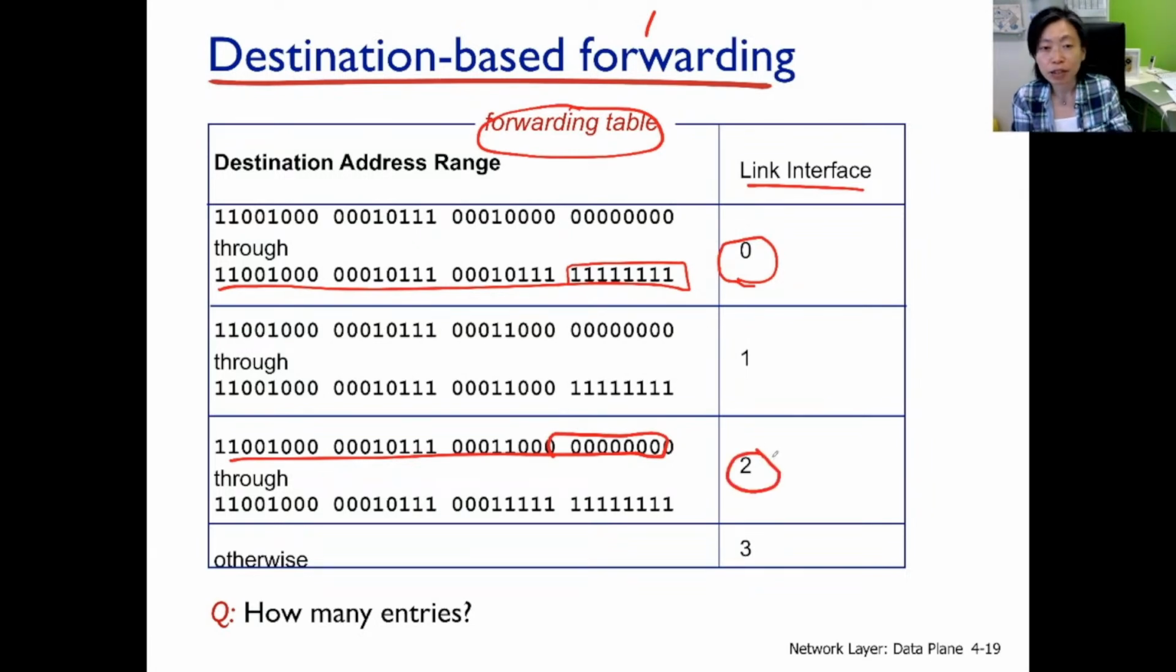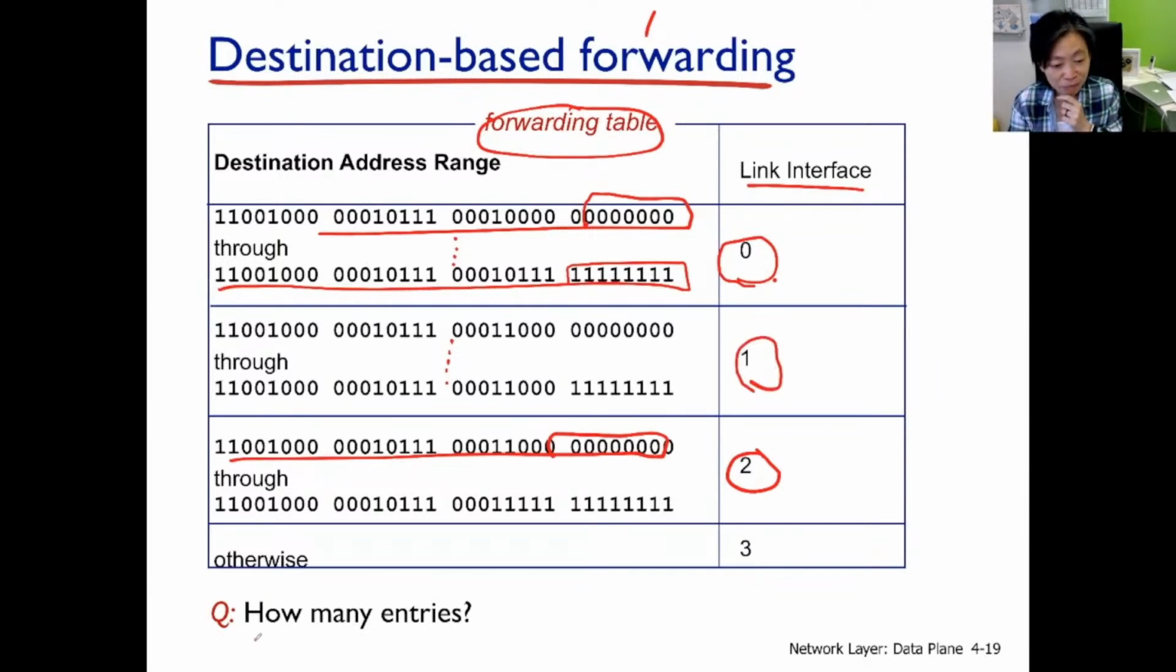What happens inside this forwarding table is, if you think about it, there are so many possible destinations on the internet. And for each destination, there needs to be an entry, isn't it? So this is this particular destination's output interface being 0. So in fact, in a forwarding table, you should be seeing, for each possible IP address, what is the output link interface?